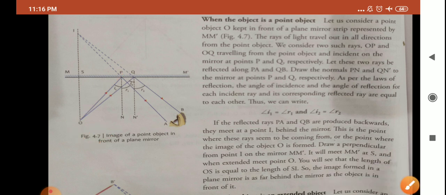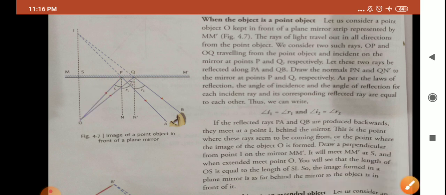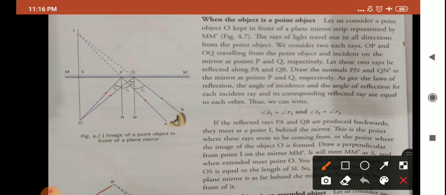So we are going to take only two rays from this point object which are going to be incident on this plane mirror strip, that is MM dash. What is the name of the mirror? MM dash. So what is the first ray which is coming from this point object? OP. And which is the second ray? OQ.